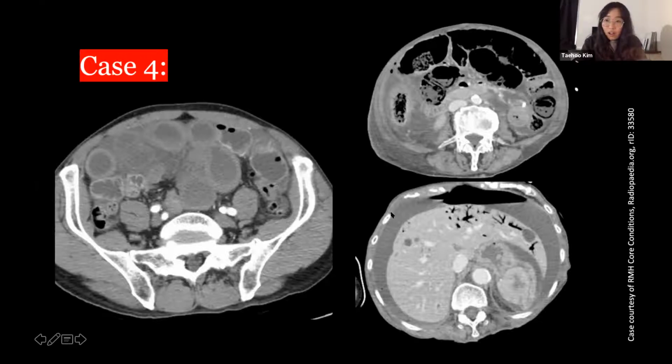And this is all the same patient. You see within the small bowel wall, there is a lucency. This is not outside the bowel loops, like I said earlier, but these are within the bowel loop wall. And there's also air in the liver. Does anyone know what this could be a sign of?